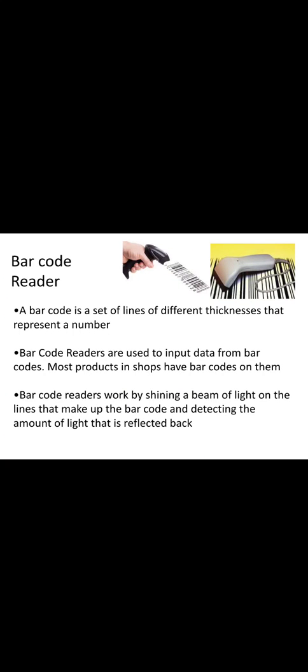Next we have this popular device called a barcode reader. Normally ನಾವು ಇದನ್ನು ಅಂಗಡಿಗಳಲ್ಲಿ ನೋಡ್ತೀವಿ. So it's a set of lines of different thickness that represent a number. So barcode readers are used to input data from barcodes. So most of the products in the shops have barcodes on them. So idra mulaka you can easily access how much of the inventory has been used today, how much is remaining, what was the MRP of your product.